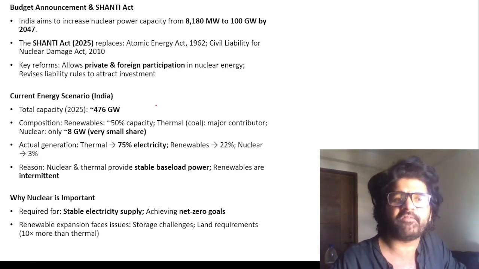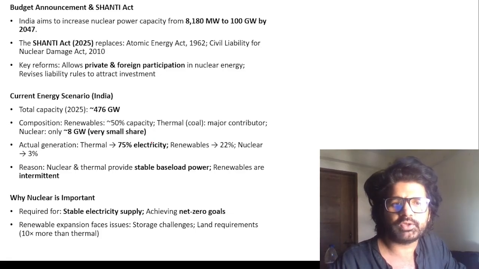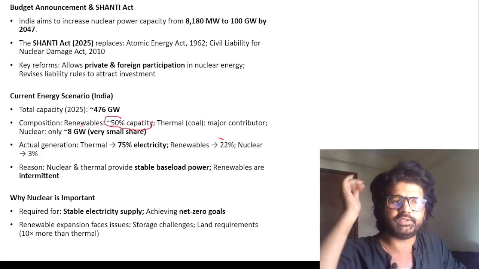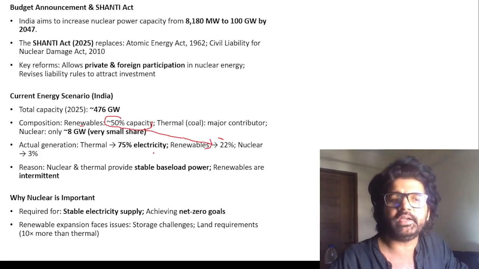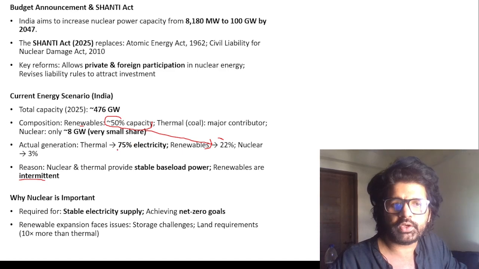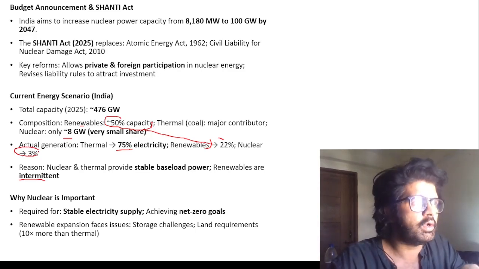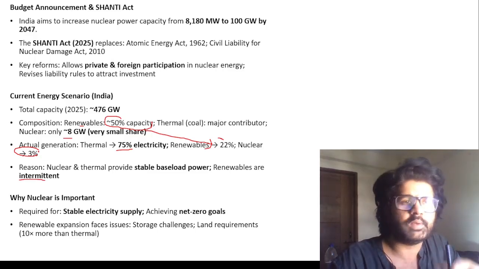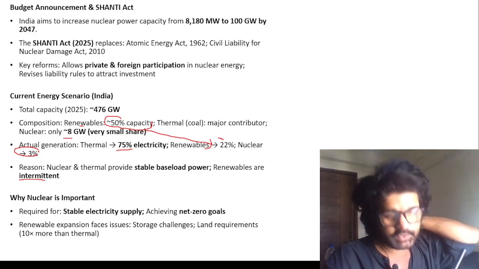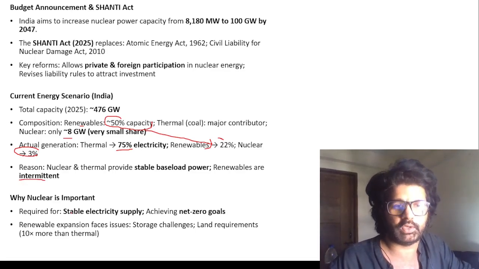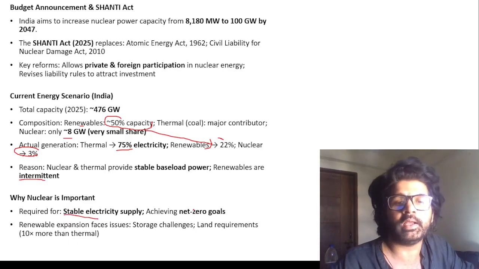It requires a lot of money upfront, and we cannot rely too much on renewables. Although we have 50% installed capacity from renewables, they're generating only 22% because of intermittency. You cannot get it at night, there is a storage issue. Coal is giving us 75% of electricity. Nuclear is only 8 gigawatt, 3%. We have to increase it. Remember, nuclear energy is not a renewable energy. It's non-renewable because the uranium, thorium, plutonium you are using is limited in nature. But we want nuclear because of stable electricity supply.